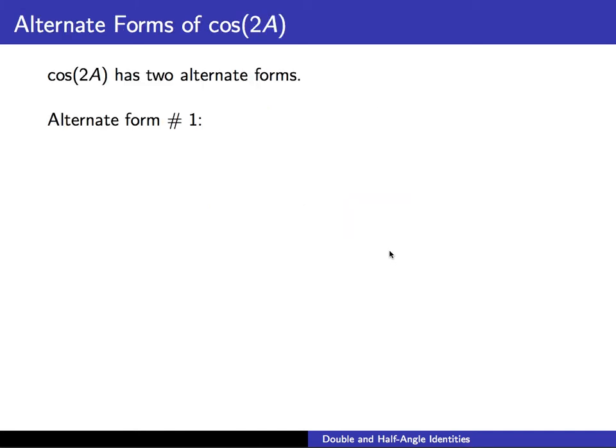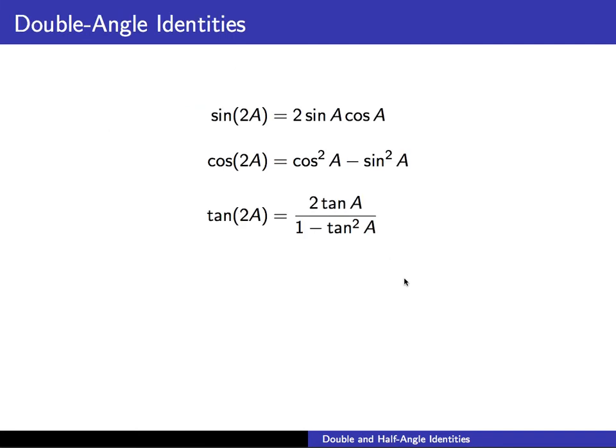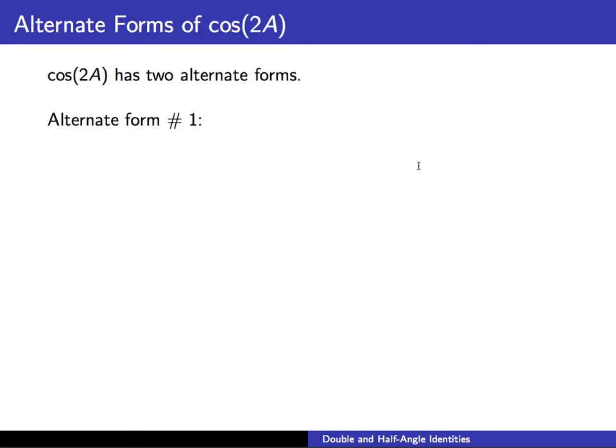Now for cosine of 2a, there's a couple alternate forms based on this expression here. And if we recall from verifying trig identities, we had a couple alternate forms of the Pythagorean identity, cosine squared plus sine squared equals 1. So we'll be substituting some values in for each of these to come up with two other alternate forms of this cosine of 2a, which we're going to later see with the power reducing identities.